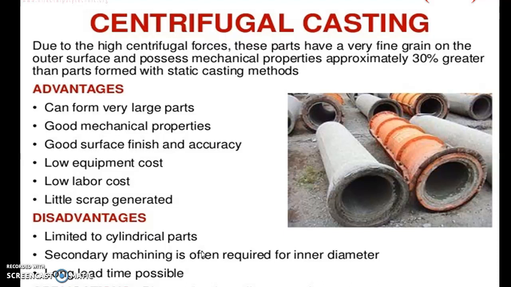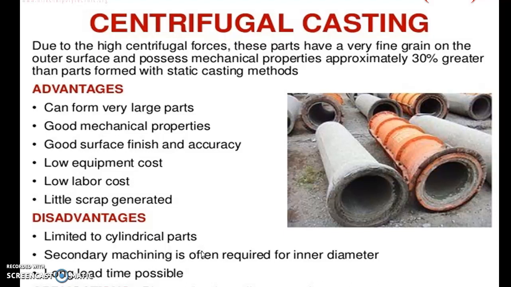So let us discuss the applications. This method is ideal for hollow cylindrical castings such as gun bearings, cast iron pipes, hollow pipes, wheels, pulleys, nozzles, etc. So this is all about centrifugal casting.